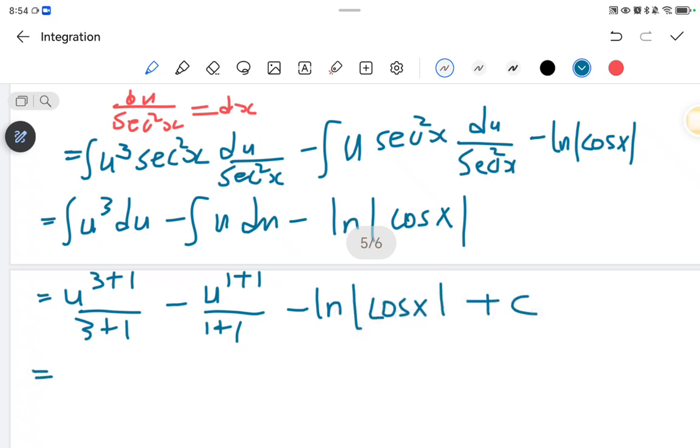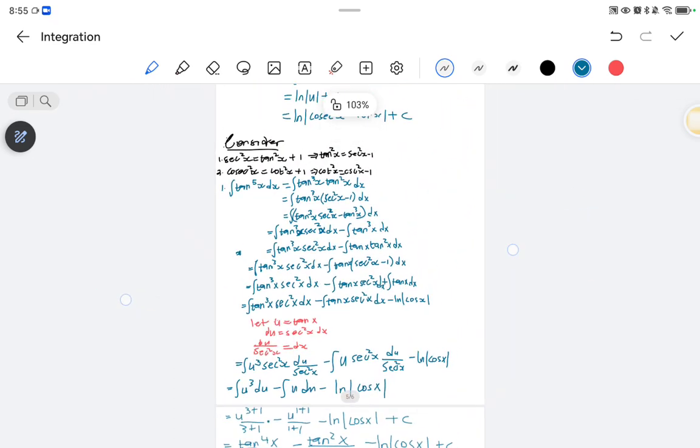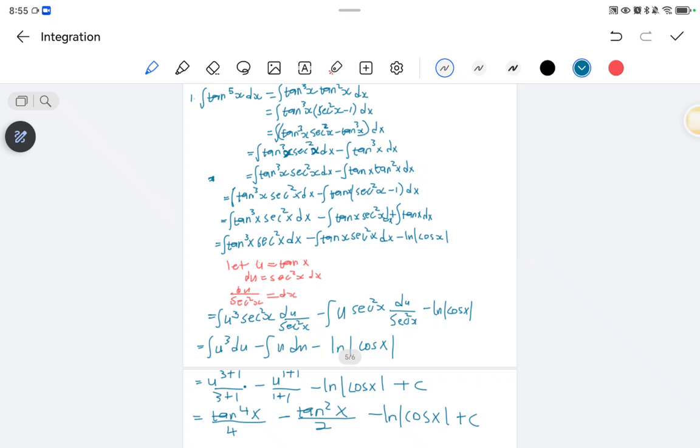Then we know that our u is the tan. So this will be tan to the 4 x over 4 minus tan squared x over 2 minus ln cos of x plus c. Do we agree? We agree, right? That this is how we're going to integrate this. So this is how we're going to integrate this.